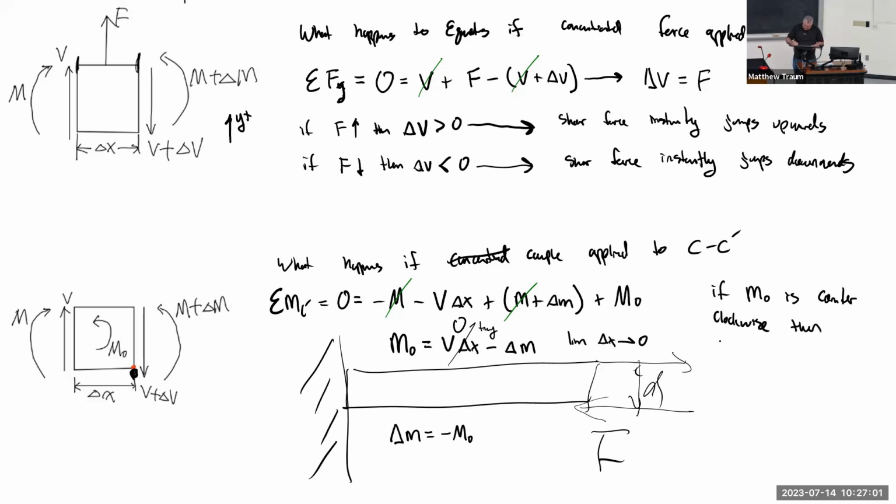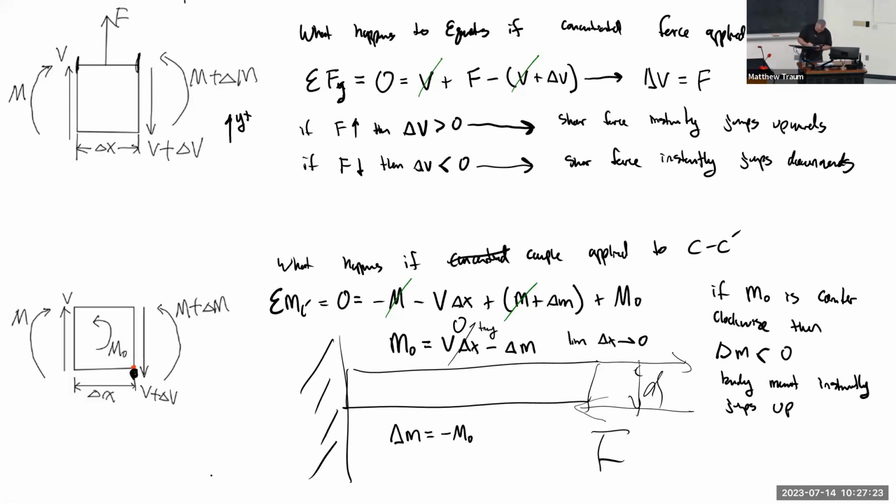then delta M is positive and the bending moment instantly jumps upwards, like a Dirac delta function, instantly jumps up. And then the reverse is true.